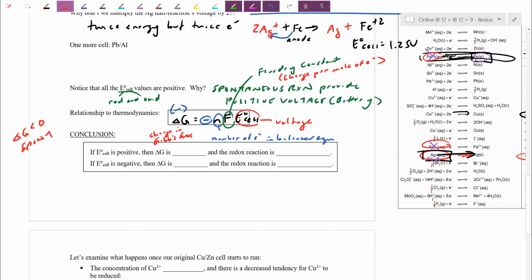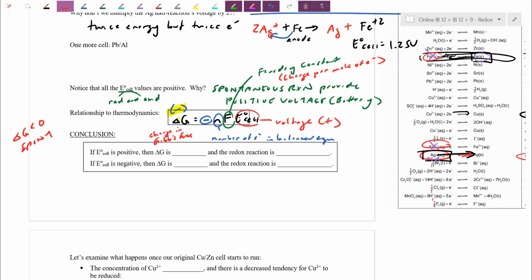Right? So again, I just want to emphasize here that the connection to free energy here, when we wanted delta G to be negative, that means the voltage here has to be positive for a spontaneous reaction. Anytime the total E cell, the total voltages of the 2 half reactions, end up actually being negative, it is going to be non-spontaneous.